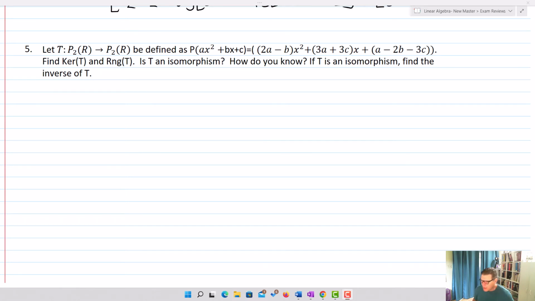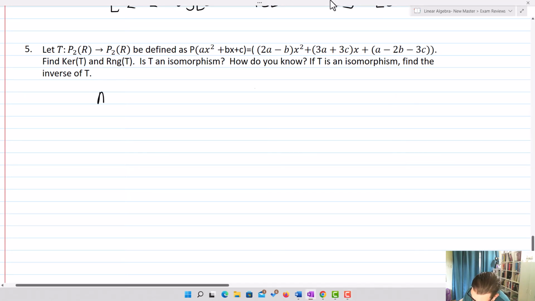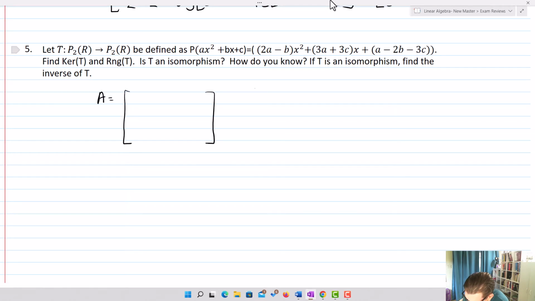So what I'm going to do here first is proceed by finding the matrix of the transformation. So I'm going to find A. Now A, I'm actually going to read this off, and A is going to be 3 by 3 because I'm going from P2R to P2R. That's a 3 by 3. These are three-dimensional spaces, so we're going to have A be 3 by 3.